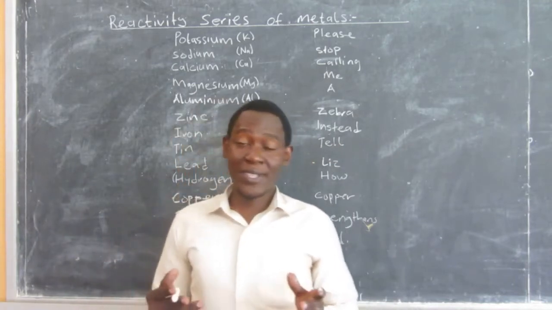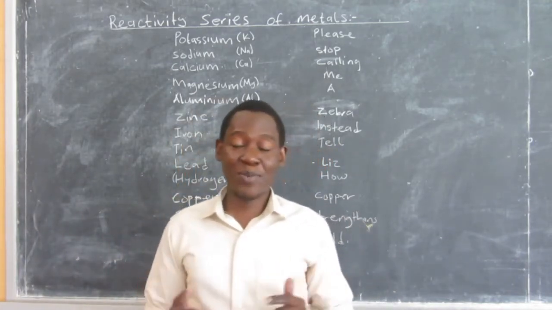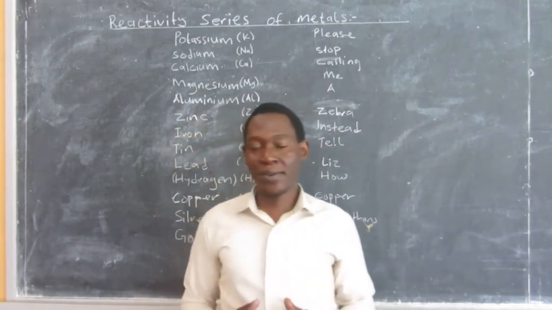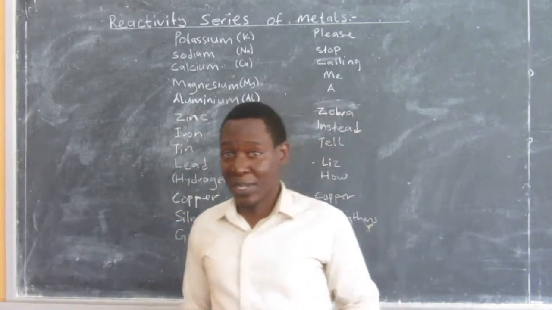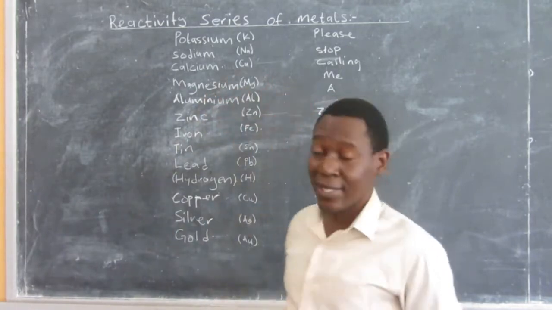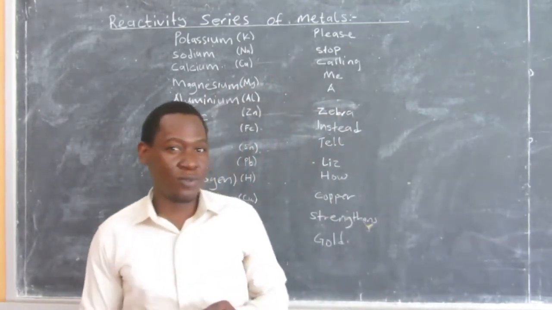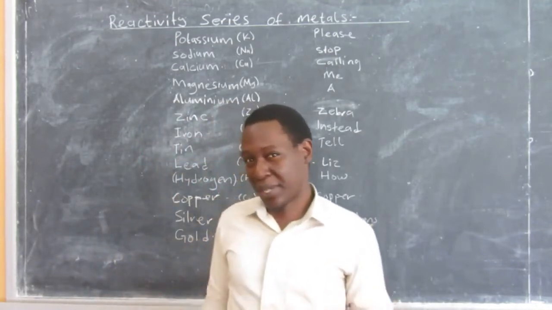Last time when I was here, we discussed the physical properties of metals, and today we're going to look at the chemical properties of metals by using our reactivity series, as you can see on the blackboard. We know that metals have different chemical properties, which we are going to discuss here.